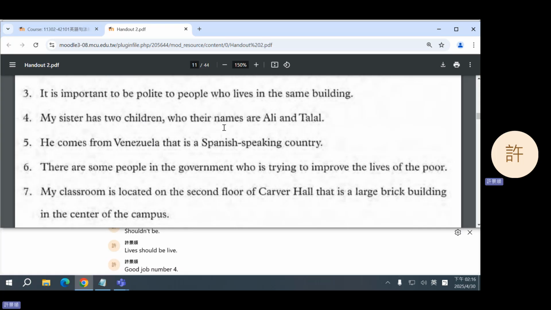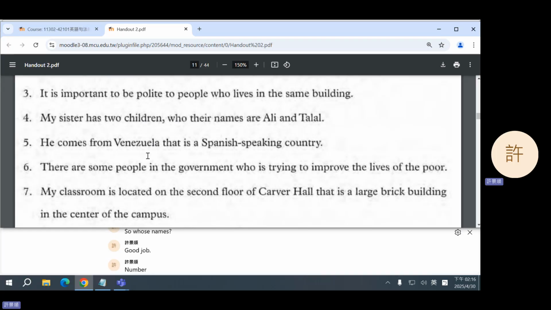Number 4. Okay, number 4. My sister has 2 children, comma, who their names are Ali and Talal. See anything wrong? Good. We can combine these 2 into one word, right? Which word is that? Who plus their equals whose, right? Belonging to somebody. The names belonging to these 2 people. So whose names? Good job.